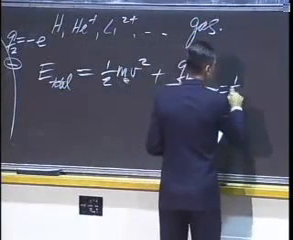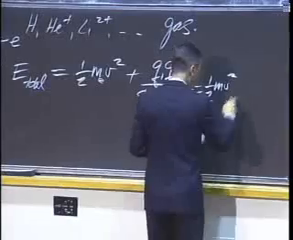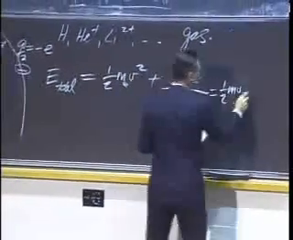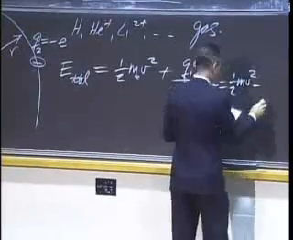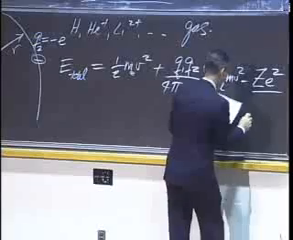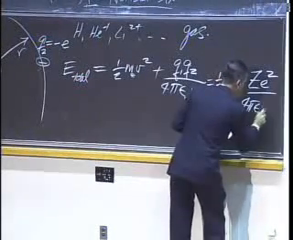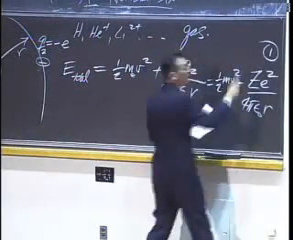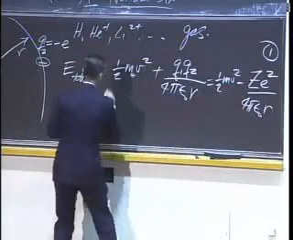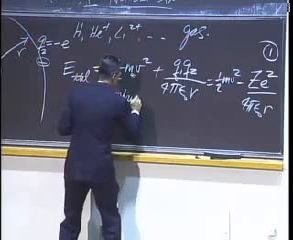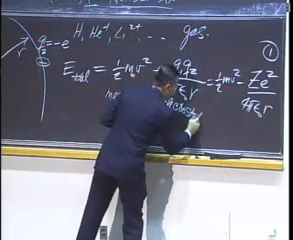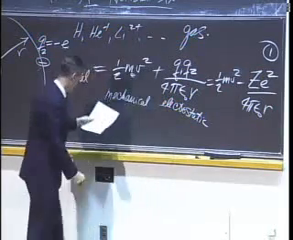We know that we've got half mv squared. And then Q1 is plus Ze, Q2 is minus e, so that will give us a net minus Z times the square of the elementary charge over 4 pi epsilon 0 r. I'm going to label this as equation 1. This is a mechanical term, if you like, and this is electrostatic or Coulombic. I'm going to use different words for that.